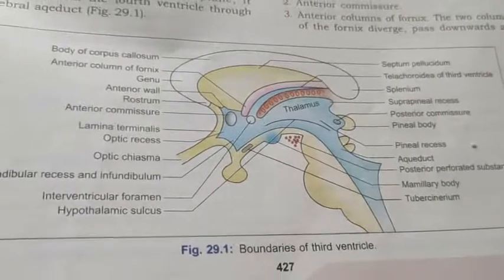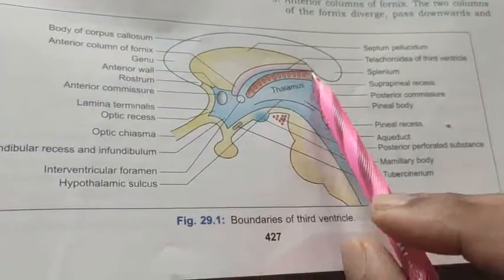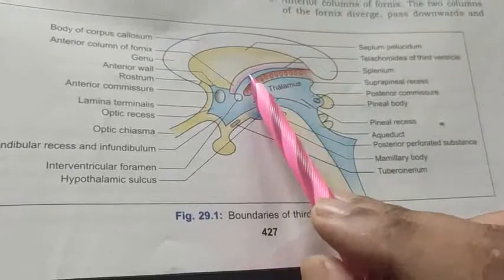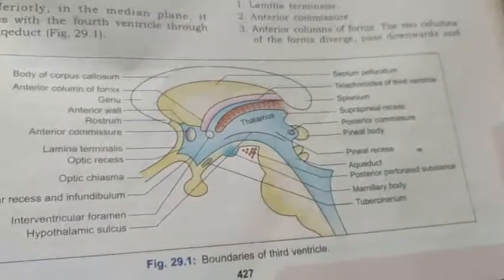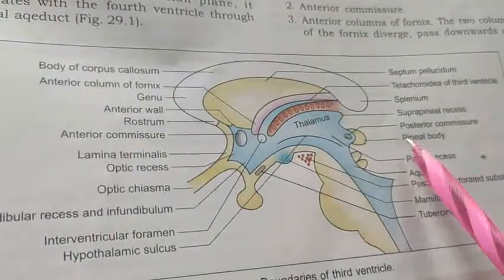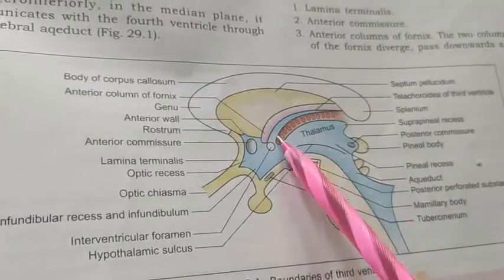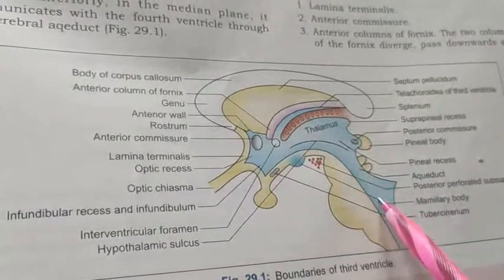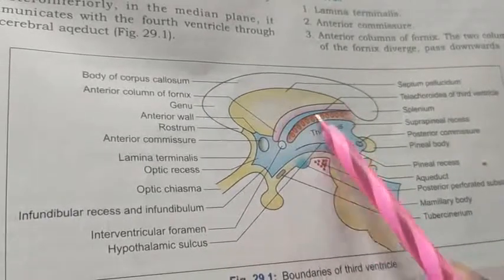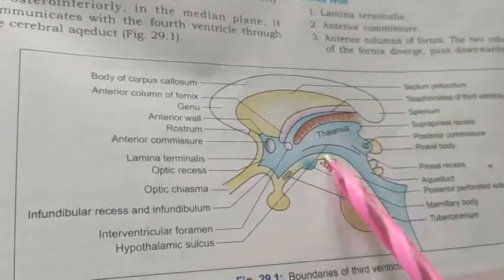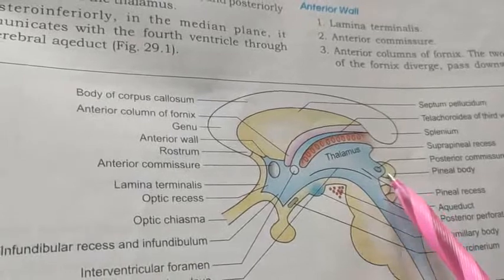Here, the third ventricle can be considered as a box-like structure which communicates with the fourth ventricle through the cerebral aqueduct. Posteriorly or caudally, this box has a tail-like structure. This is called the pineal body.